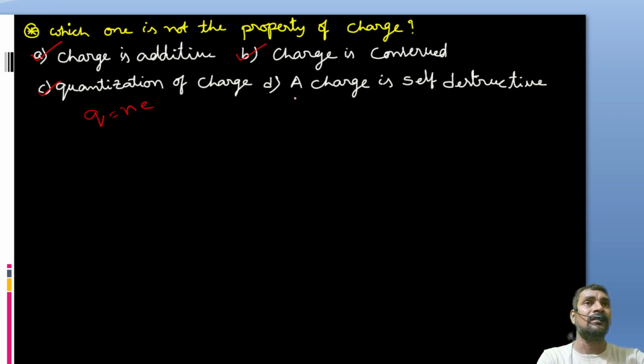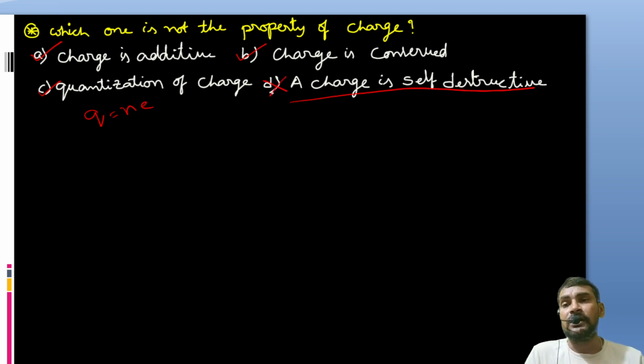We never saw that a charge is self-destructive. Nowhere have we seen this kind of statement. So absolutely option D is the correct answer for this. Actually, here he is asking for what is not a property, so all the other options won't be the answer. So option D will be the answer for this question. Okay.